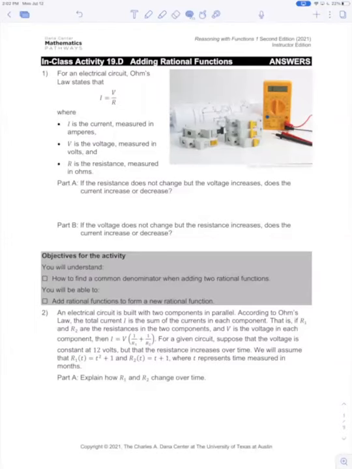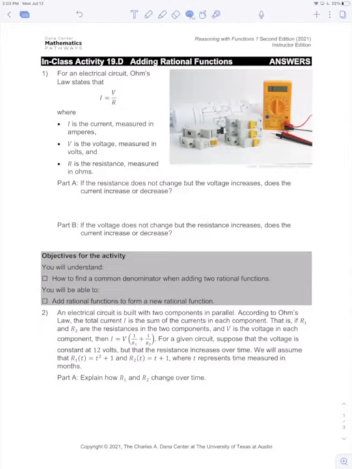In-class activity 19D, adding rational functions. 1. For an electrical circuit, Ohm's law states that I equals V over R, where I is the current measured in amps, V is the voltage measured in volts, and R the resistance measured in ohms. Part A, if the resistance does not change, but the voltage increases, does the current increase or decrease?